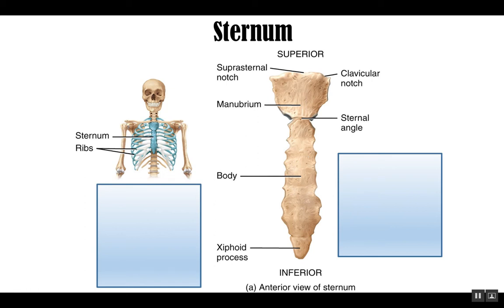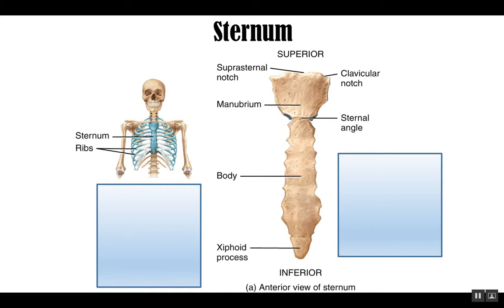Let's look at the thoracic cage, but first we look at the sternum. The sternum forms what we call the breastbone. It protects many of your internal organs in the thoracic cavity, like your heart. The sternum has three major regions.